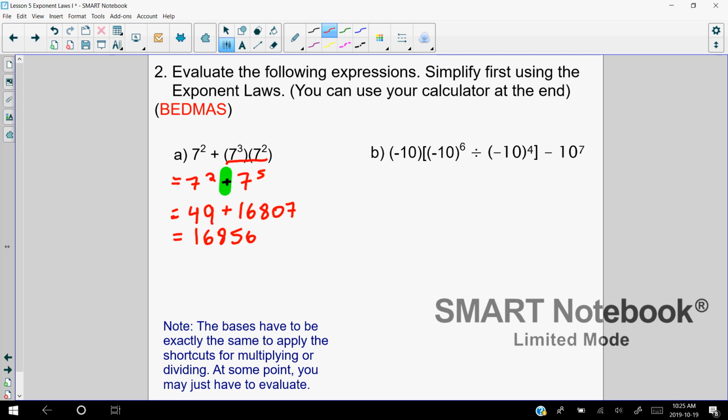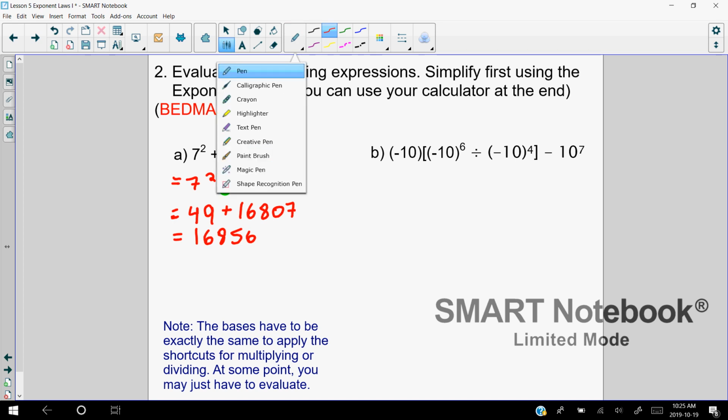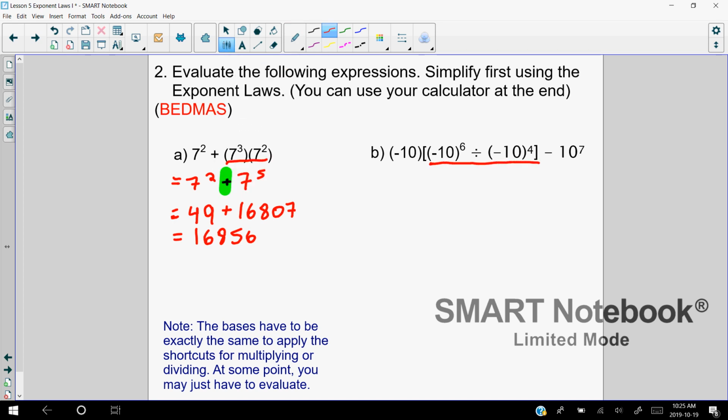All right. Next one. Let's try and figure out what's going on here. I see a couple sets of brackets. I see square brackets and I see more round brackets. So most of the brackets that I see are the square brackets, so I'm going to deal with those first. So that's going to be my first step. I'm going to simplify what's inside of it using the exponent laws. So my negative 10 stays the same out front, and then I look inside my brackets and say, okay, I'm dividing, which means that I can subtract the exponents. So 6 minus 4 is 2.